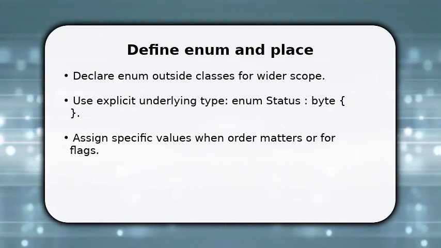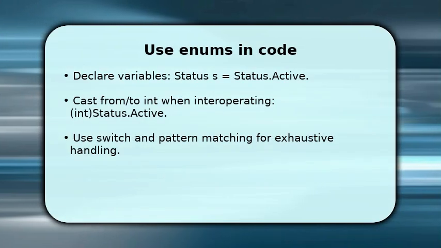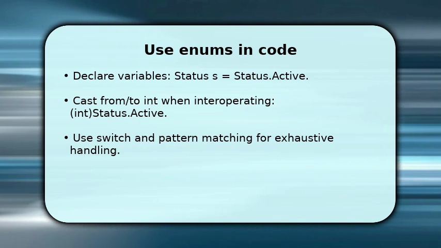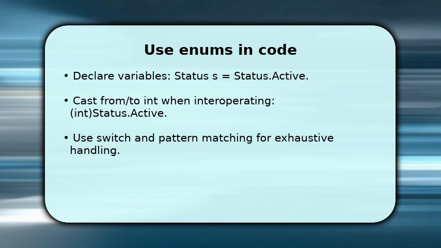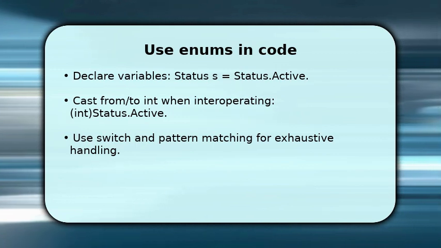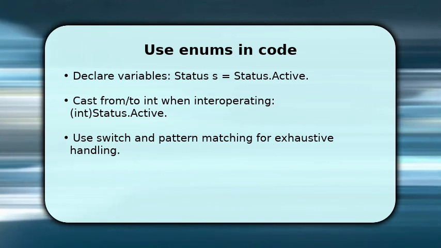Now use the enum as a typed variable in methods and properties to express intent clearly. You can cast to int for storage or interop, and parse from strings when reading input. Once integrated, prefer switch statements or pattern matching to handle every possible value so the compiler can help you find missing cases. Make sure to use descriptive names and avoid numeric comparisons. That keeps code readable and less error-prone, while leveraging static typing for maintainability.